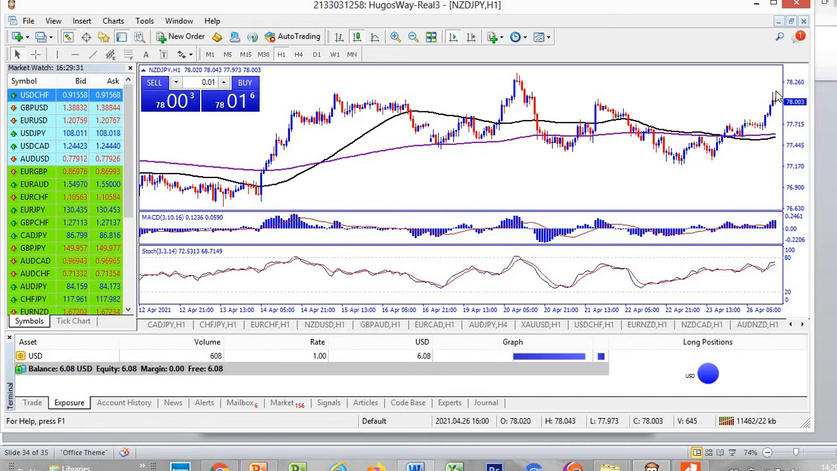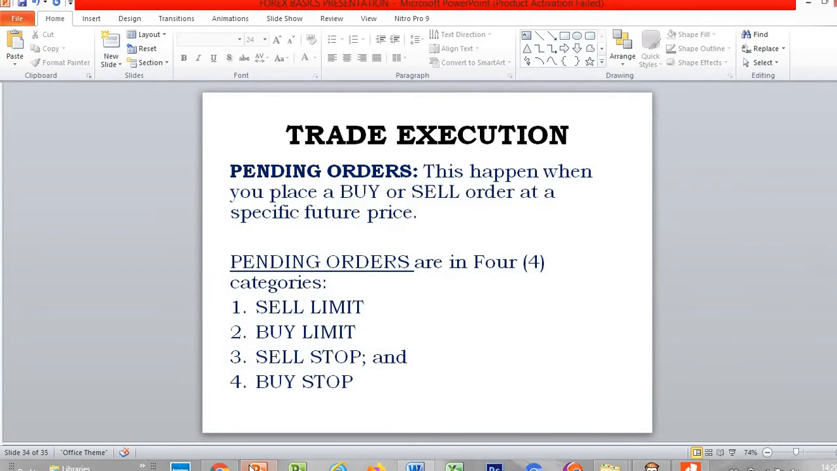People usually use these pending orders when they have done the analysis, and they know that this thing is going to actually happen in the nearest future, but they might not be there at that point in time when the move is going to happen.